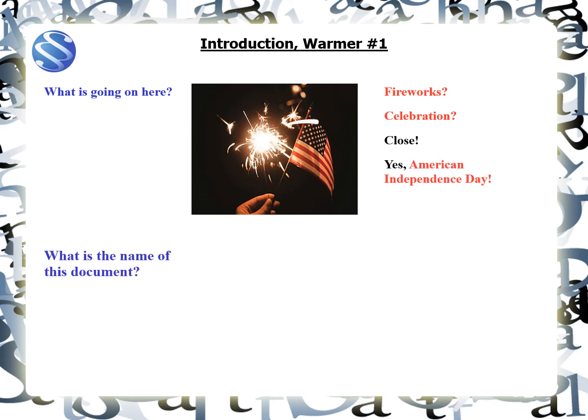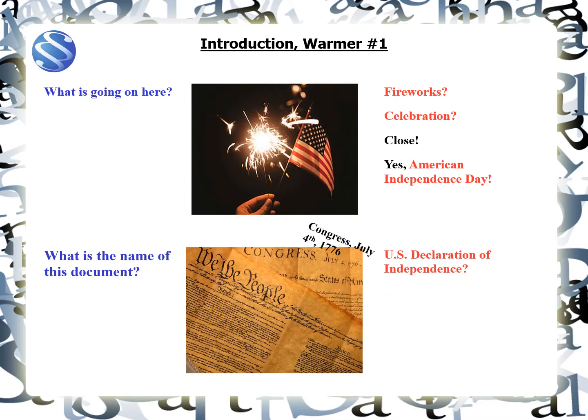What is the name of this document? U.S. Declaration of Independence? Well, that's correct. The one behind, where it says Congress, July 4th, 1776, is the U.S. Declaration. But what is the one in front, where it says We the People? Magna Carta? No, I don't think so. I think that was the English. U.S. Constitution? That is correct. U.S. Constitution.